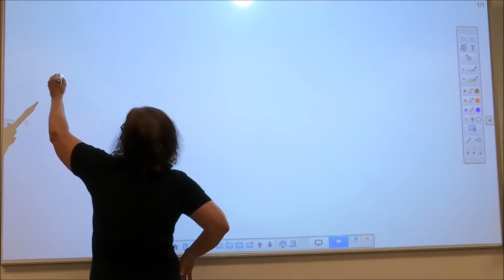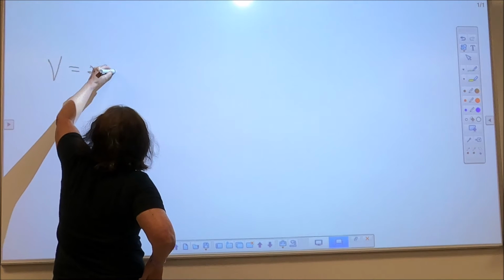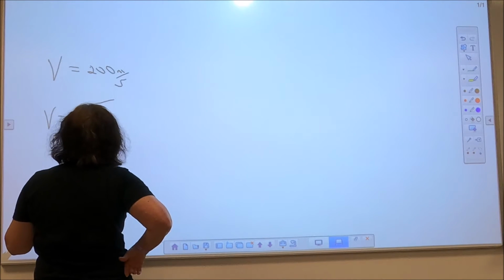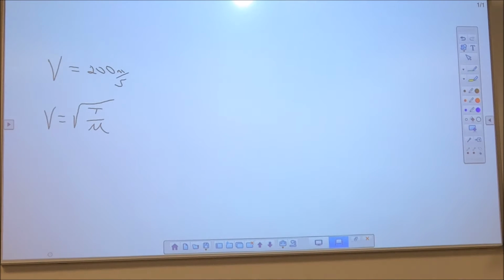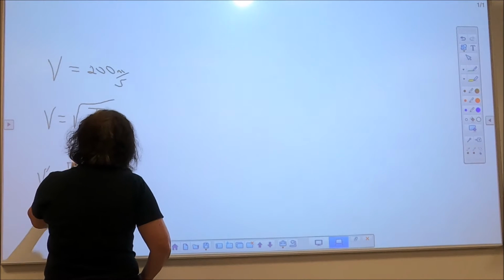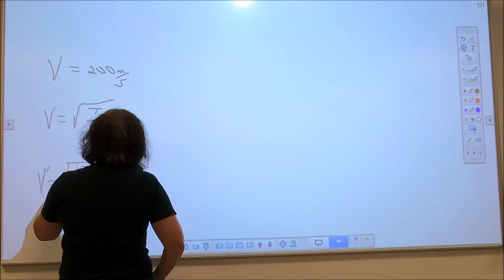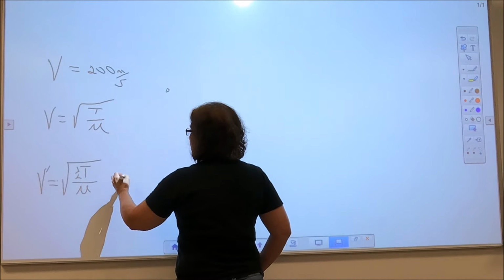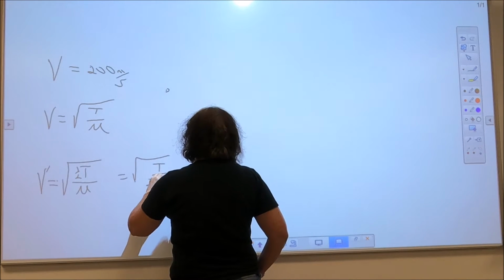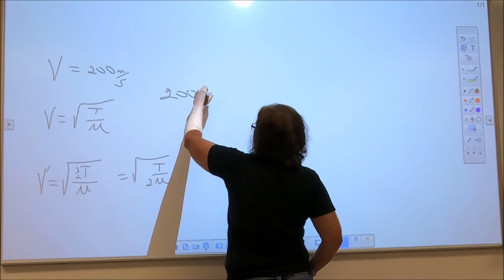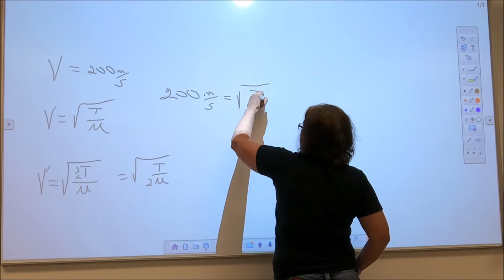Okay, so the wave speed V is equal to 200 meters per second. Now remember, V equals the square root of T over mu. And it said, what happens if the tension is halved? So I want V, I'll call it prime, which is going to equal the square root of 1/2 T over mu. Okay? So which is the same as the square root of T over 2 mu. So if I plug things in, I've got 200 meters per second is equal to the square root of T over mu.